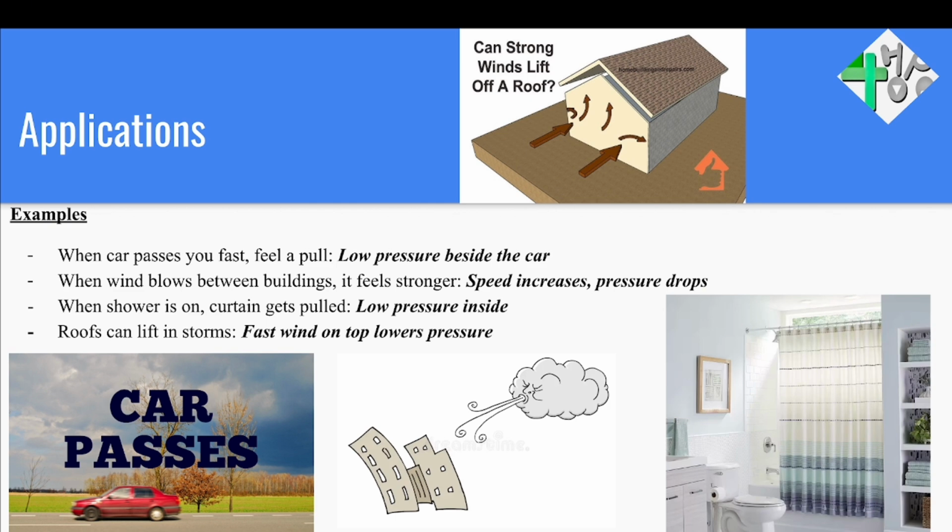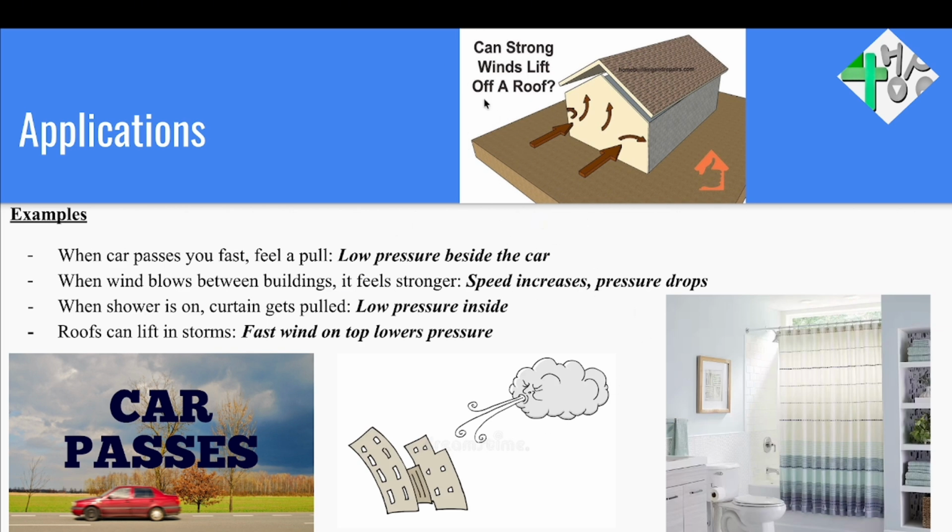When a shower is on and the curtain gets pulled in, we talked about this before, there's lower pressure inside the curtain while you're showering, while outside it's not so much. Roofs can actually lift in storms. The fast wind on top lowers the pressure as well. So here are some good examples. The strong wind lifts off a roof.